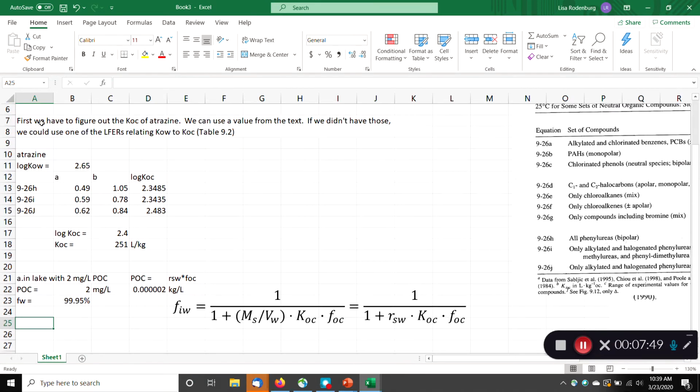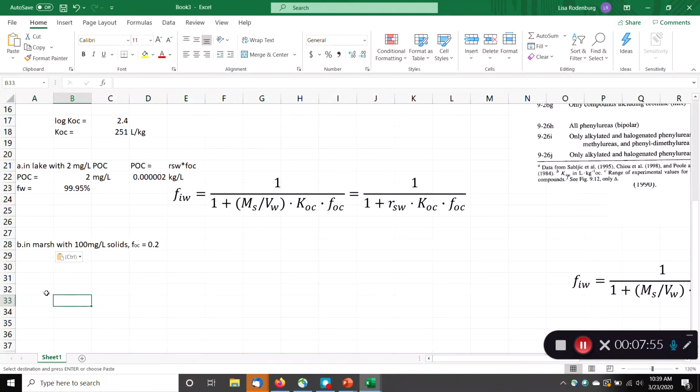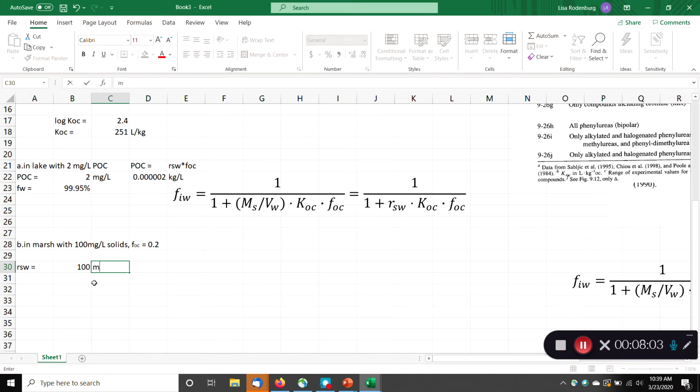All right, so that's part 1, or part A. Part B is in the marsh with 100 milligrams per liter solids, and FOC is 0.2. So our ratio of solids to water is 100 milligrams per liter. Our FOC is 0.2. These are all very reasonable values for a marsh. FOC is often around 0.2. So let's get this straight right from the beginning and not mess this up.